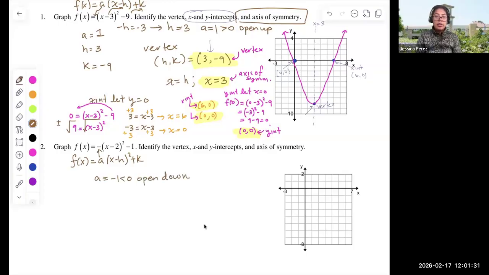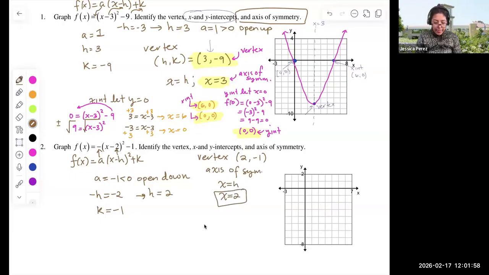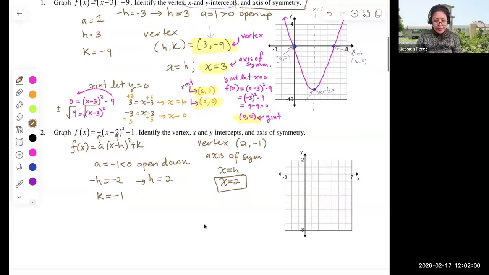It's a downward parabola. And what about the vertex? If we line them up, negative h is equal to negative 2, therefore h is 2, and k is equal to negative 1. So my vertex in this case is the point (2, negative 1). And then my axis of symmetry is x equal h, so it's x equal 2. Now I have to find my x-intercepts and my y-intercepts. So let's go ahead and do that.